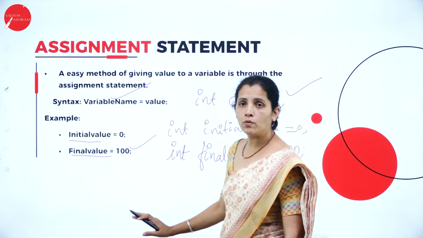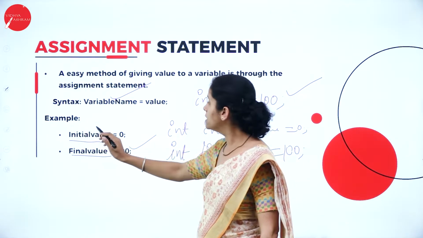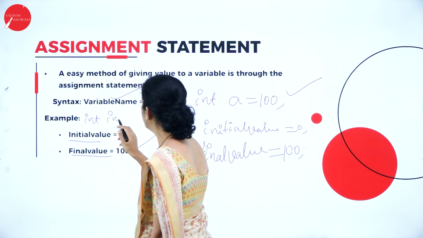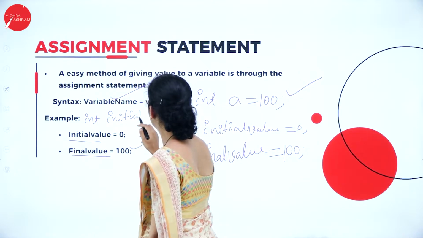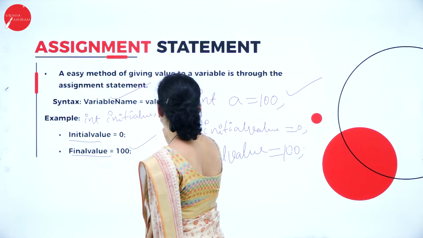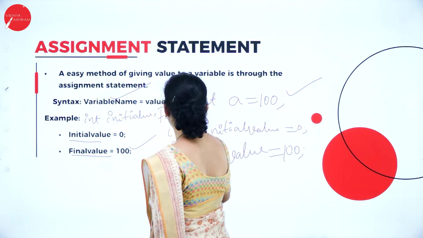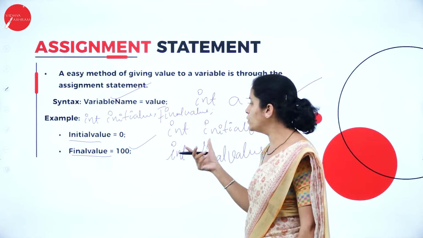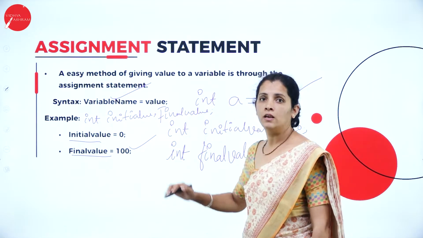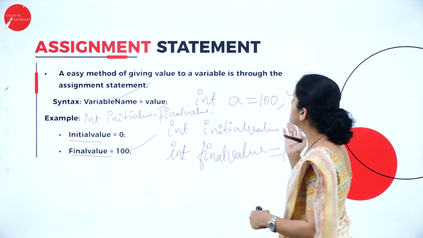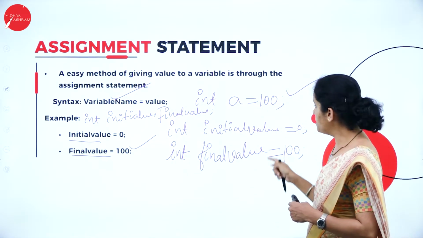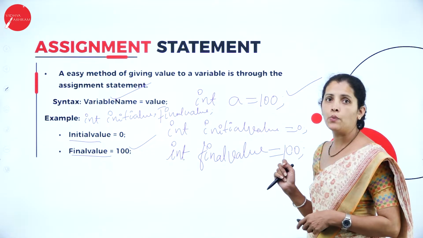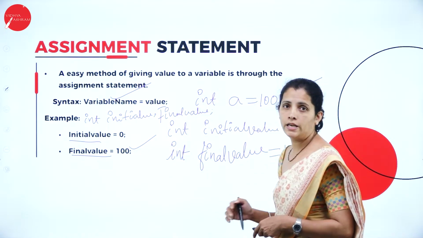That means if I am going to use this method, then I want to define at the beginning itself int initial value, comma, final value. So here what I am doing, I am using the variable declaration along with the assignment. That means at the same time, I am going to declare the variable, and at the same time, I am going to assign the value. So, both are valid.